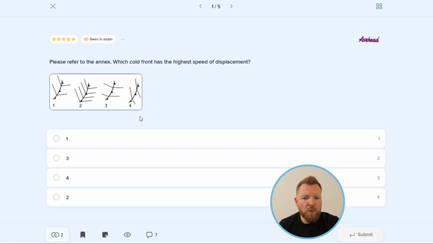So, whenever we want to roughly judge the speed of the wind and front movement, we have to check how tightly spaced are the isobars. The closer they are to each other, the bigger pressure gradient force and therefore the higher air mass movement speed.